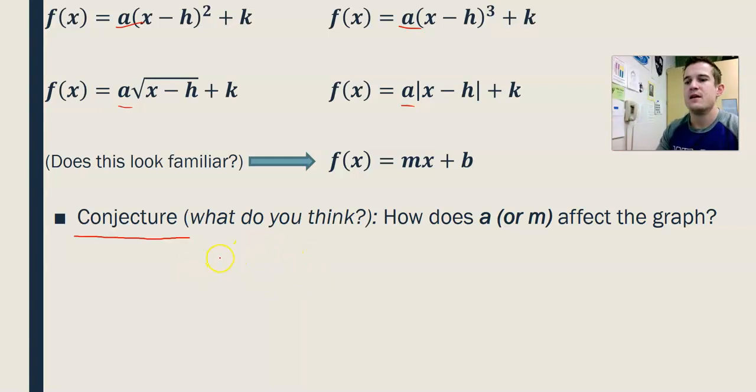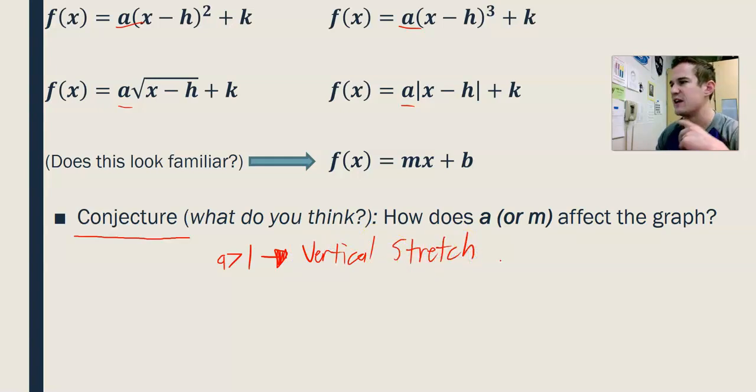So, if a is greater than 1, like 3 or 4 or 5 or 17 or 132, that's going to cause a vertical stretch. You notice when we were looking at the cubic function and the square root and the quadratic functions, it looked like when I had a number in front, I had taken the top and the bottom and stretched it out. Almost like I'm stretching Play-Doh or silly putty. It stretches it out, makes it look skinnier. That's going to cause a vertical stretch.